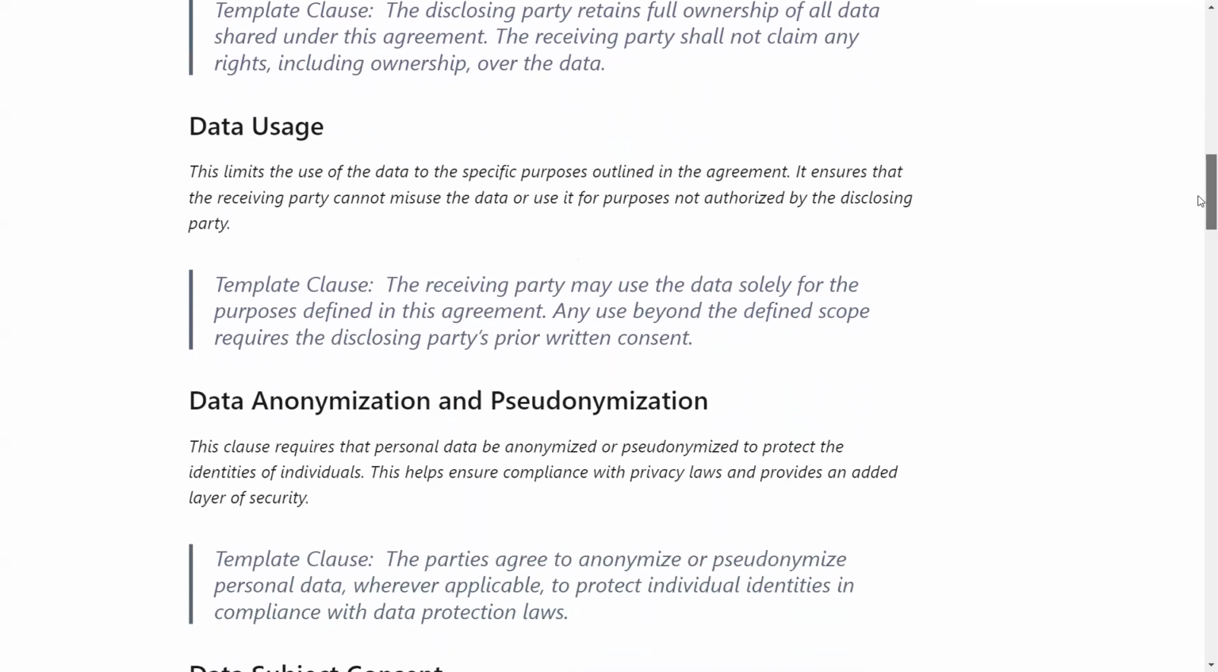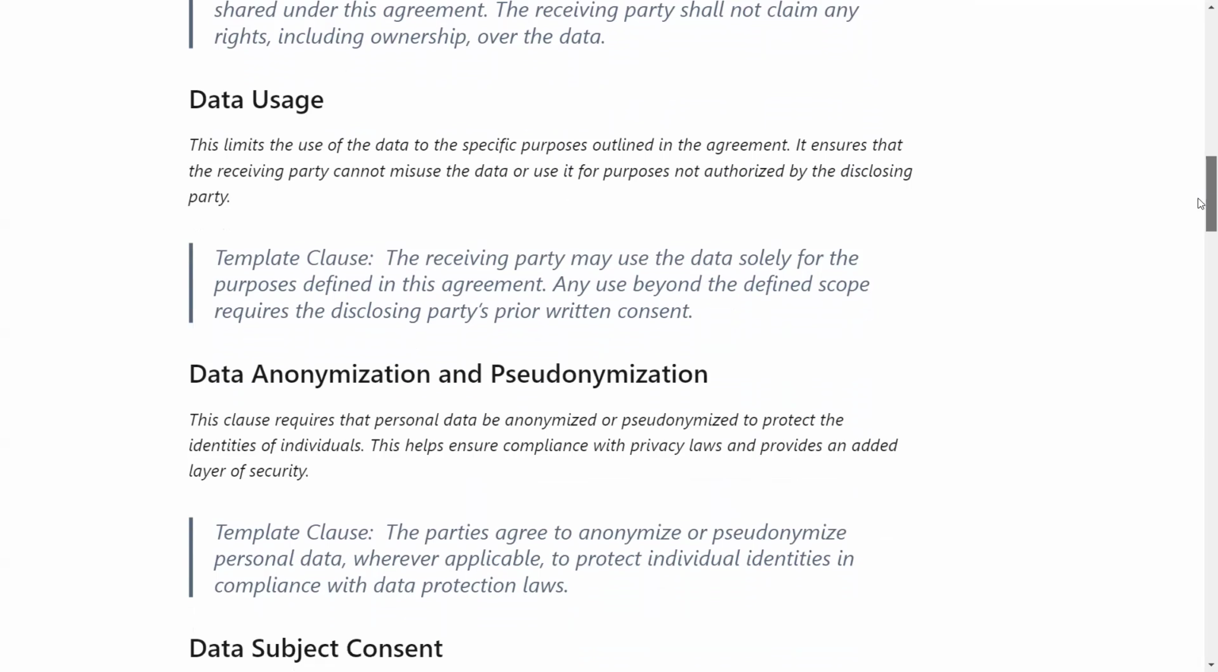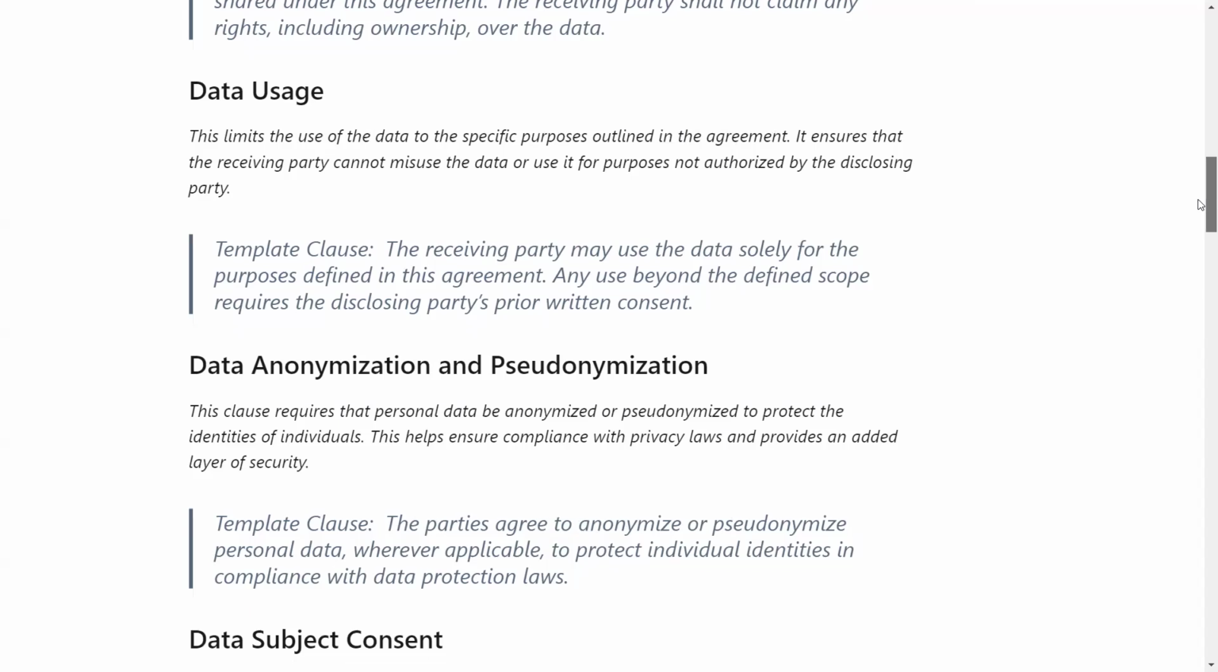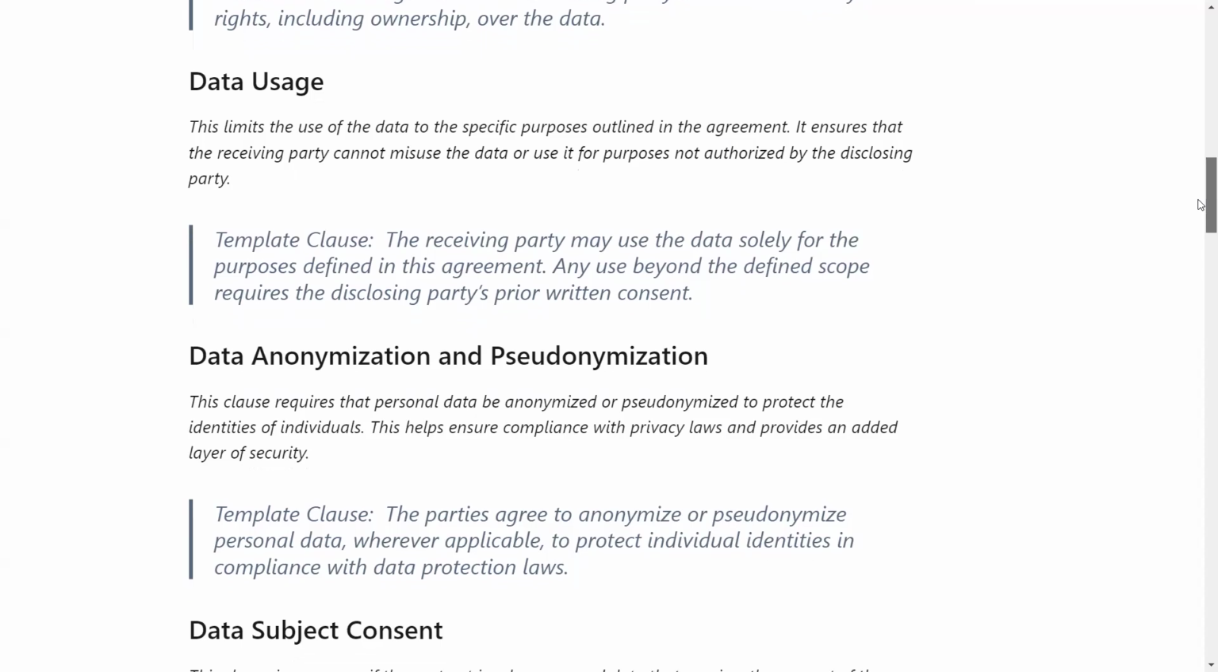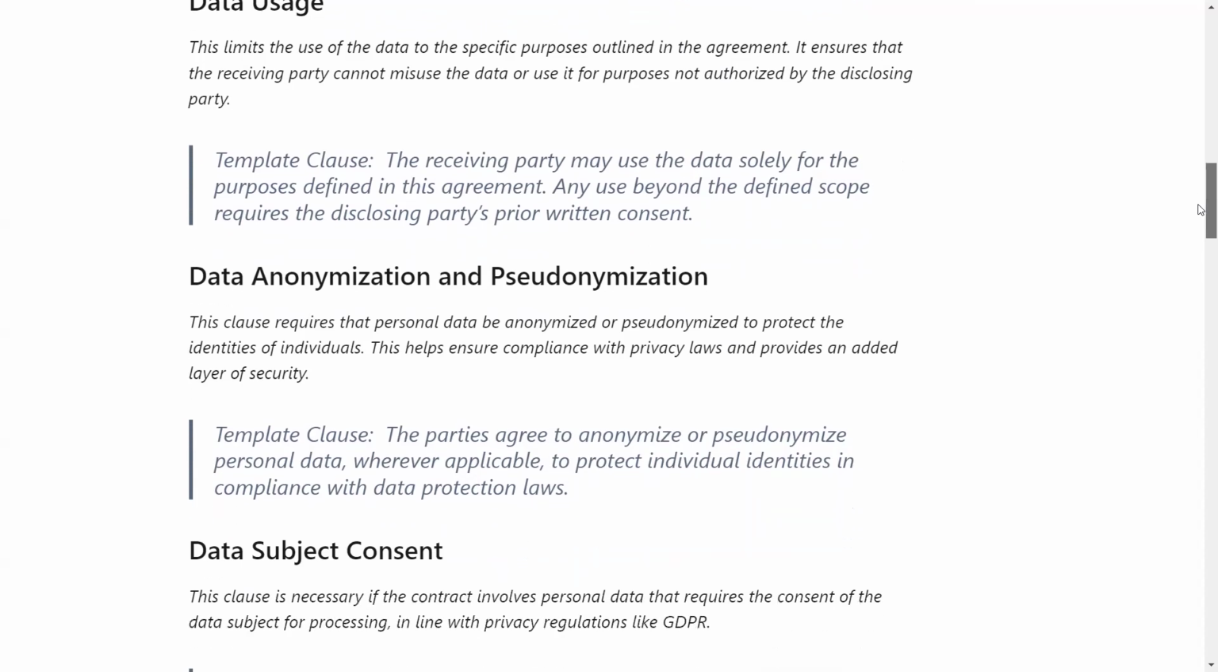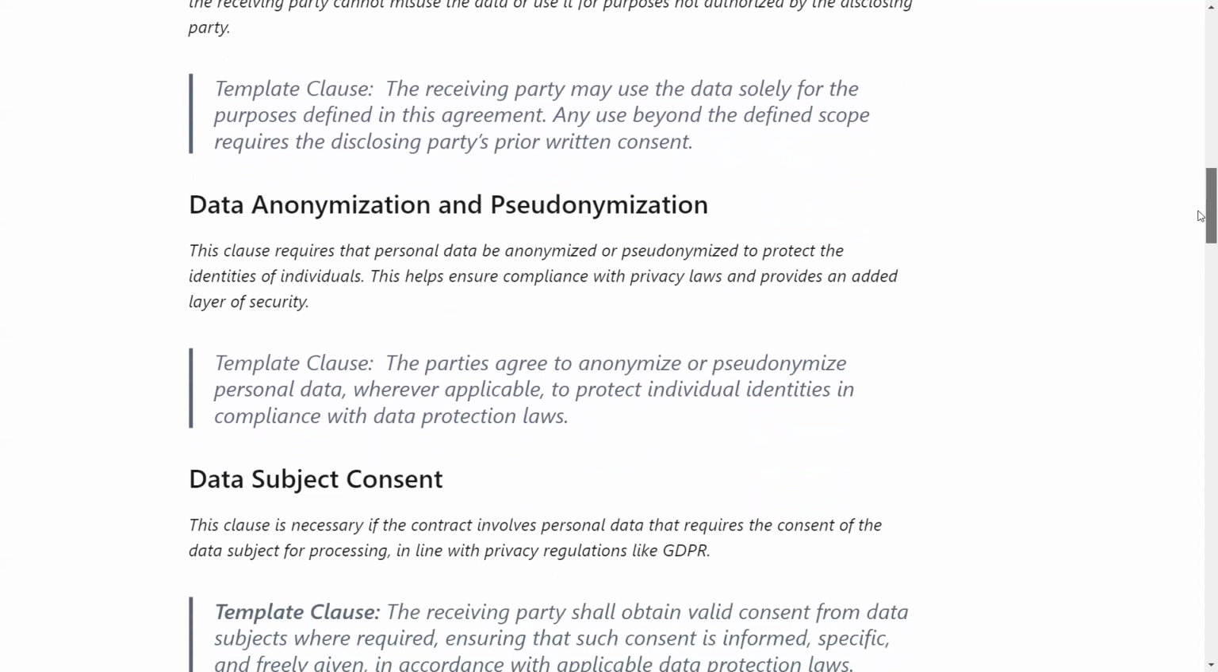Data usage. This clause limits the use of the data to the specific purpose outlined in the agreement. It ensures that the receiving party cannot misuse the data or use it for purposes not authorized by the disclosing party. Template clause: The receiving party may use the data solely for the purpose defined in this agreement. Any use beyond the defined scope requires the disclosing party's prior written consent.